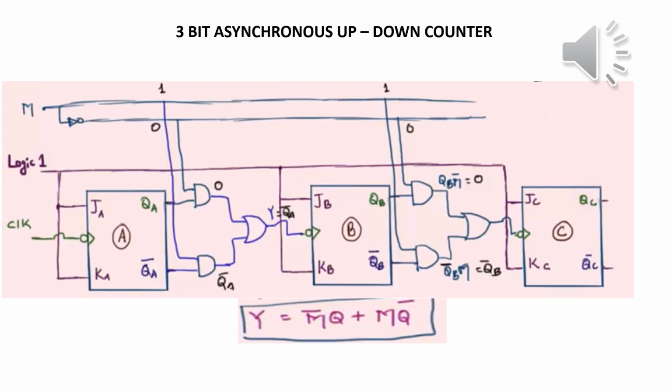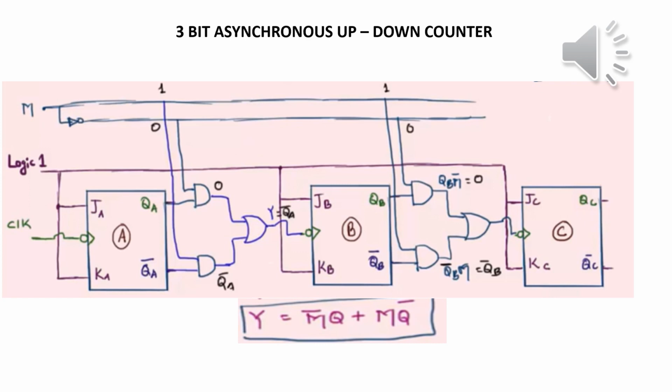So here the circuit diagram shows the design of a 3-bit asynchronous up-down counter. Since it is a 3-bit asynchronous up-down counter, 3 JK flip-flops are used here. Again, the JK flip-flops are used in their toggle mode, that is, J value and K value are equivalent to 1. And the clock pulse used here is a negative edge triggering clock pulse.